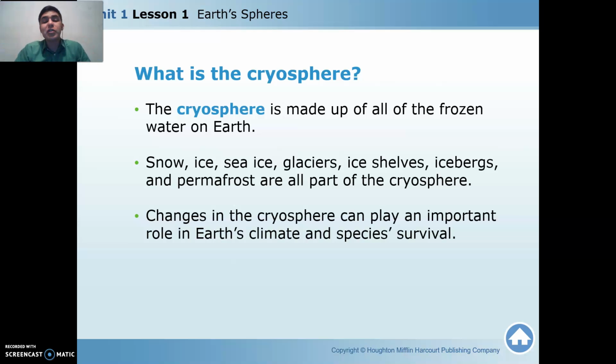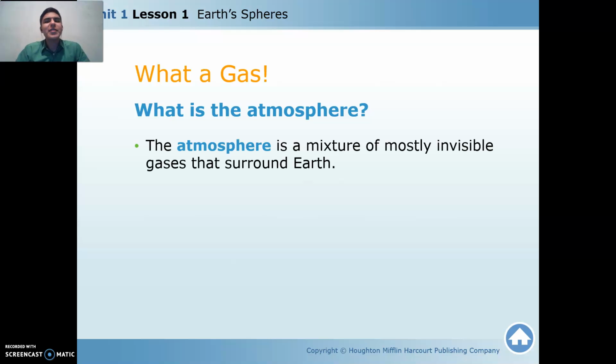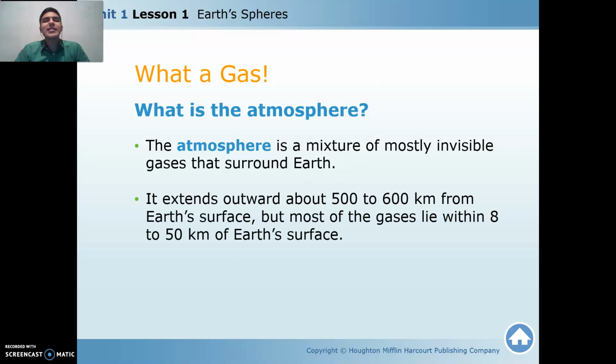And of course, it will generate their extinction and a lot of deaths from that specific species. We also have the atmosphere. What is the atmosphere? The atmosphere is a mixture of mostly invisible gases that surround Earth. It extends outward about 500 to 600 kilometers from Earth's surface, but most of the gases lie within 8 to 50 kilometers of Earth's surface.